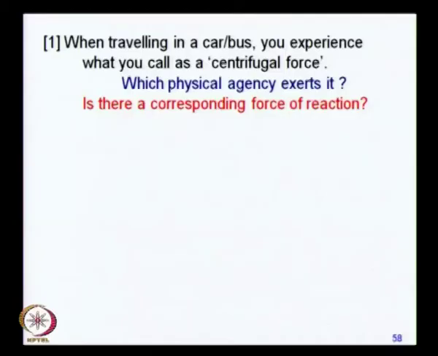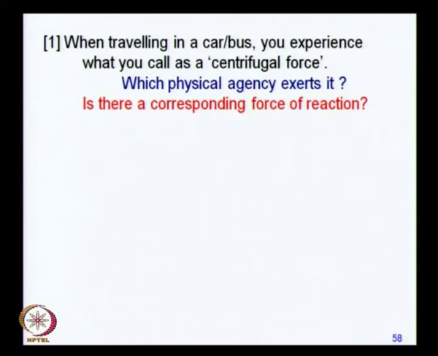It is only a mathematical artifact of the fact that we are trying to interpret our observations in a rotating frame of reference, in a frame of reference which is accelerated. So, let me leave you with these few questions, that when you are traveling in a car or a bus, you experience what you call a centrifugal force when the car is turning.